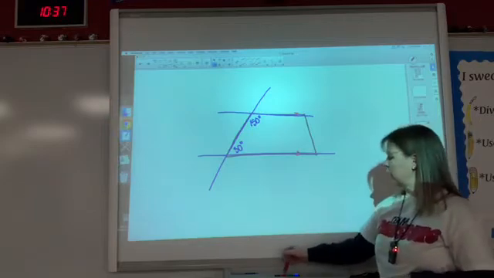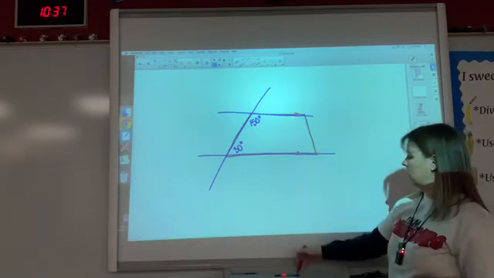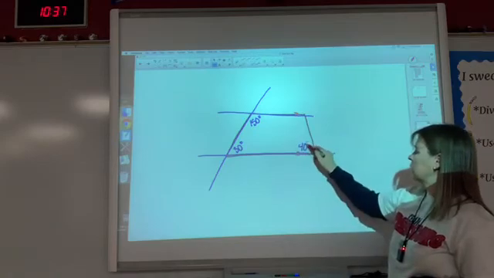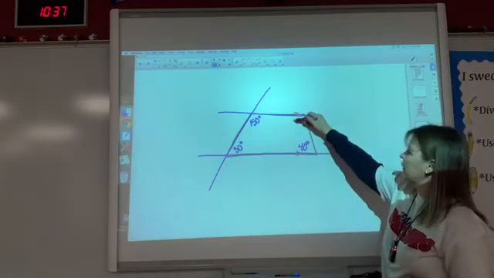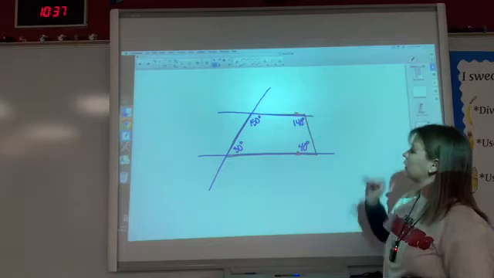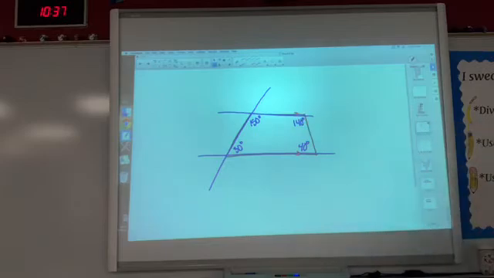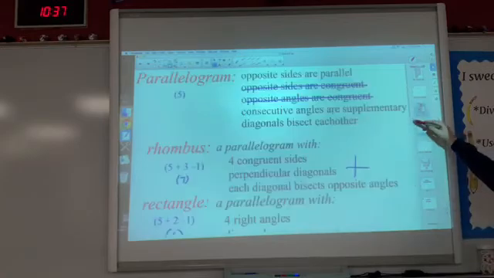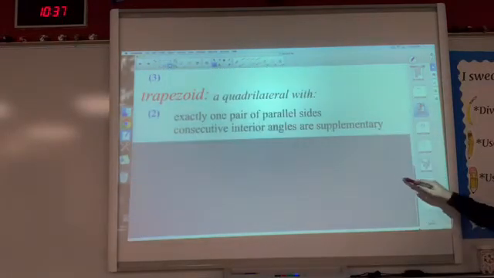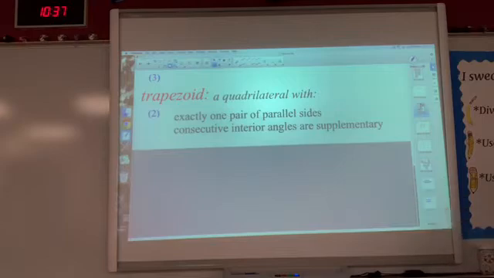Same thing works over here. Maybe this is a 40-degree angle. Well, if that's a 40-degree angle, then this is a 140-degree angle, because they have to be supplementary. Therefore, there are two properties of a trapezoid.